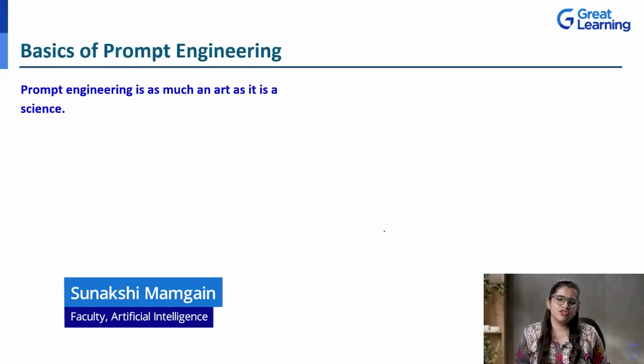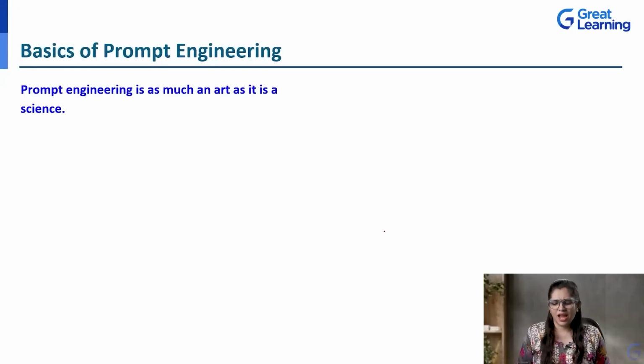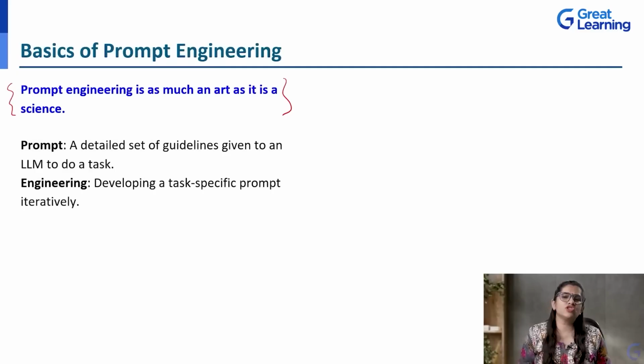Now let's understand what is prompt engineering. Prompt engineering is as much an art as it is a science, a very creative line. We'll come back to this once we understand what is actually prompt engineering. Prompt engineering is made up of two words, prompt and engineering. Prompt is nothing but a detailed set of guidelines or instructions given to the LLM or generative model to do a task.